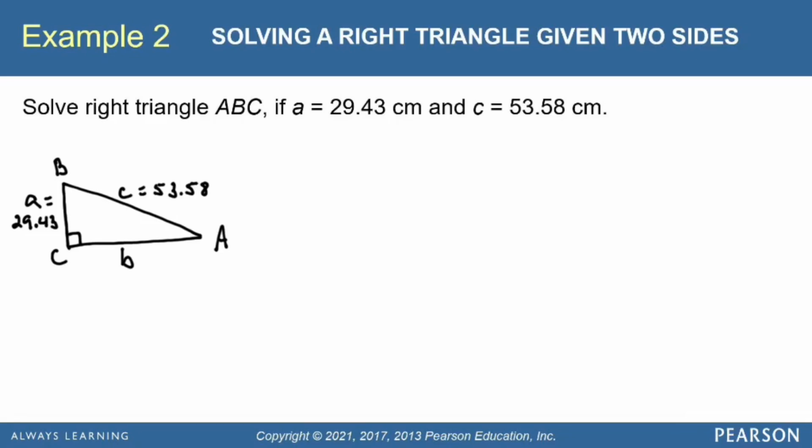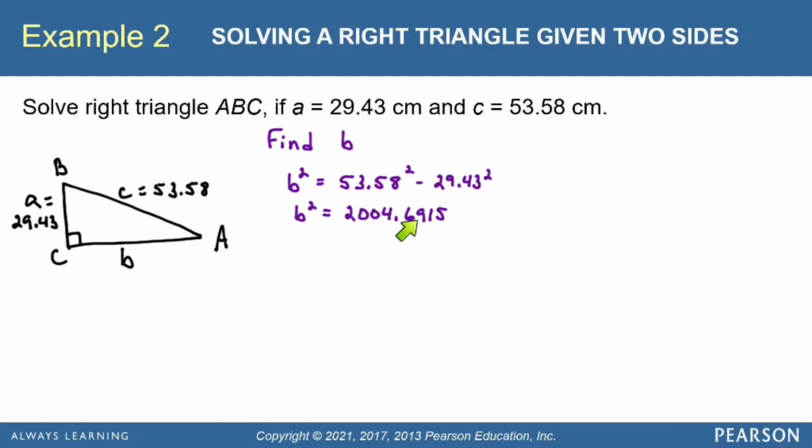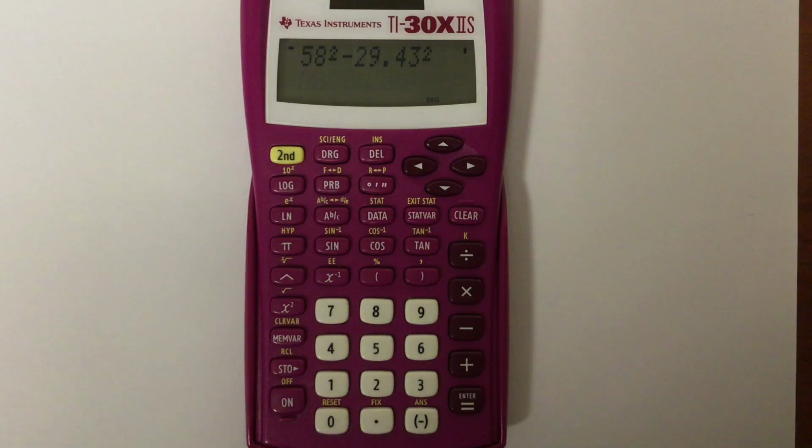So in this situation, it seems to me the easiest thing to find first would be side B, and we can do that using the Pythagorean theorem. Now we know that we're finding a leg here, so we're going to have to subtract the squares. So I'm going to write B squared equals 53.58 squared minus 29.43 squared. So on the calculator, I can find this value, and now I know B squared is 2004.6915.